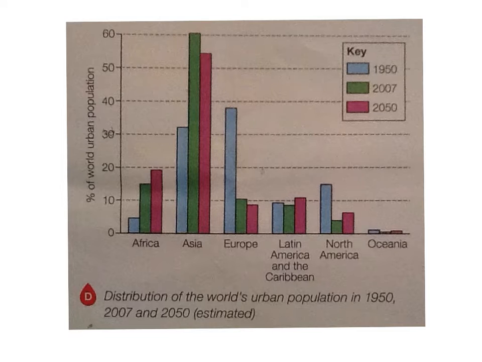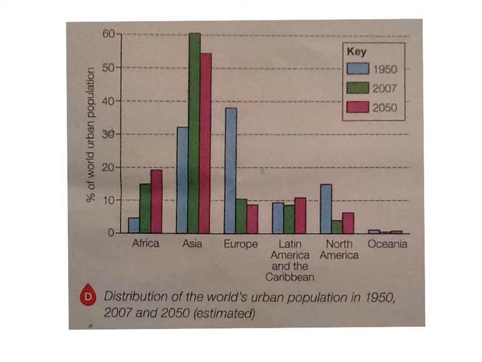This is a more complex bar graph. It's currently in the new GCSE Oxford textbook for geography, and this time it's showing the distribution of the world's urban population in 3 years, 1950, 2007 and estimated 2050. You've got your 5-6 different regions around the world, but this time on the y-axis you've got percentage of the world's urban population. And the best way to approach this, to analyse it, is to look at the different years, 1950, 2007 and 2050. Always try and pick out the highest.